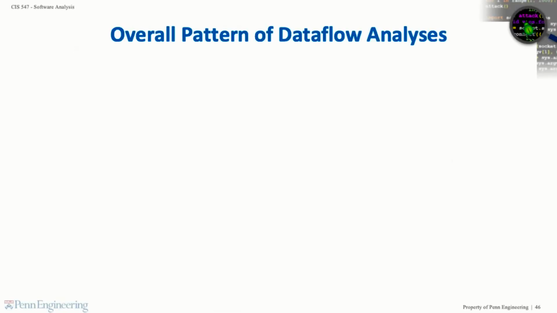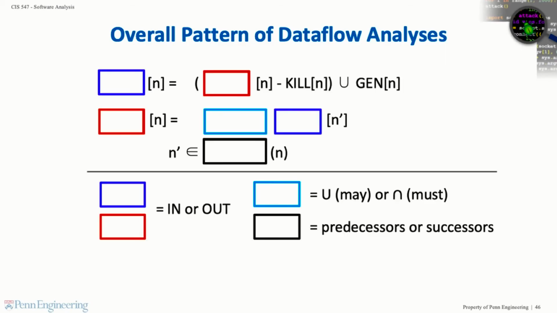As you may have noticed at this point, the four data flow analyses that we discussed follow a common pattern in the two operations that they apply. This pattern is as follows. The blue and red boxes represent the in or out sets. The purple box represents the set union or set intersection operator. The black box represents the immediate predecessors or immediate successors of a node. Each of our four data flow analyses corresponds to a different instantiation of these boxes.